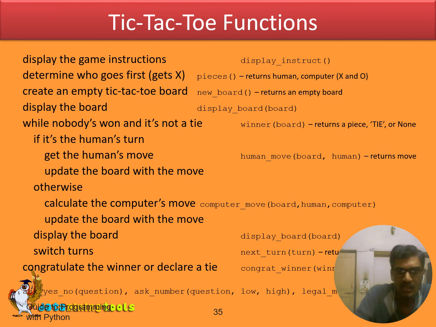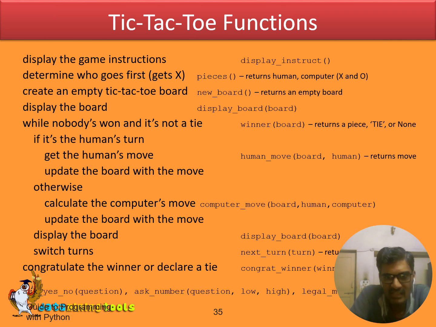Next, functions. The first function is display instructions. The second function is pieces, which returns the human and computer X and O positions on the board. Next, new board. It creates an empty board and returns it. Then display board. You pass the board to it. Winner takes the board and returns a piece. It returns either a tie, won or lost. Okay. Then human move. Then computer move.